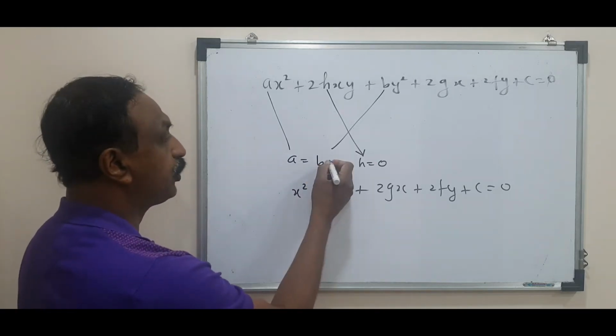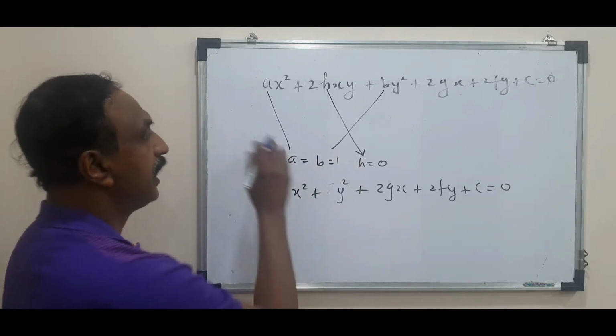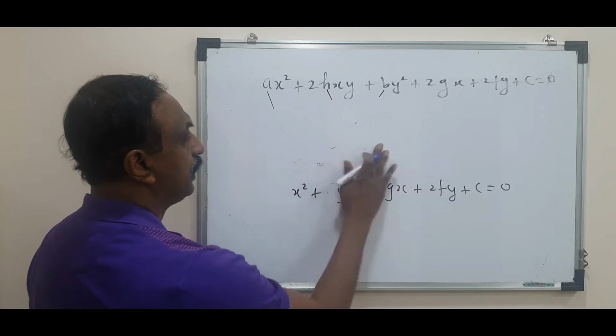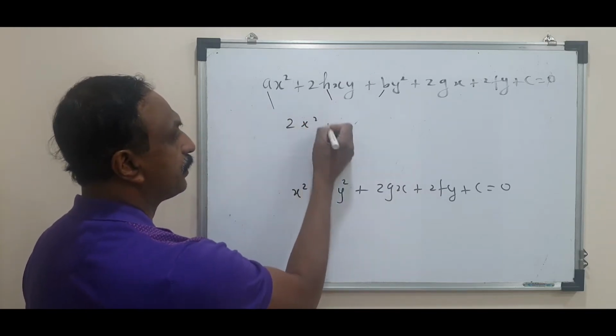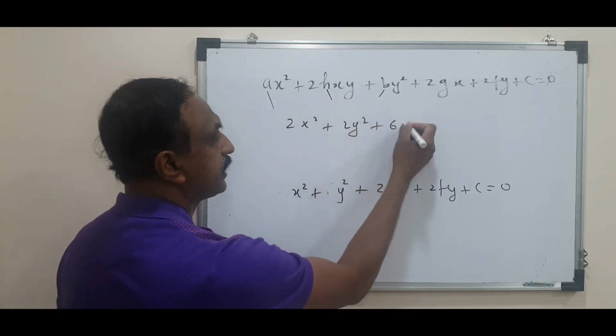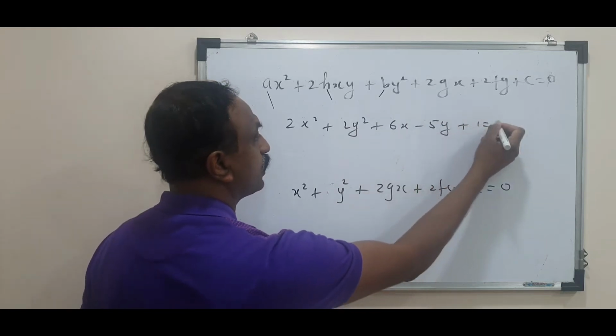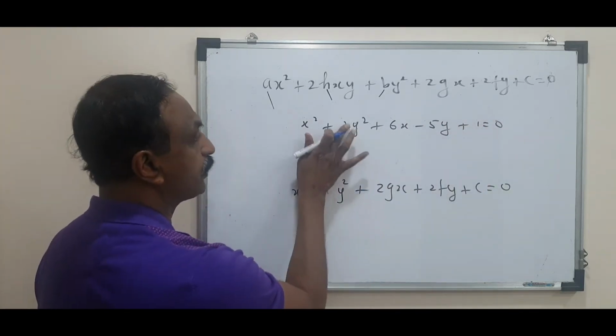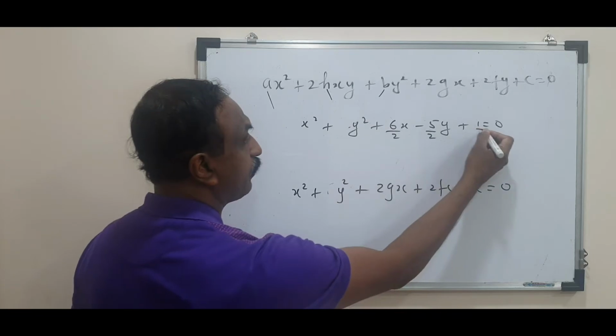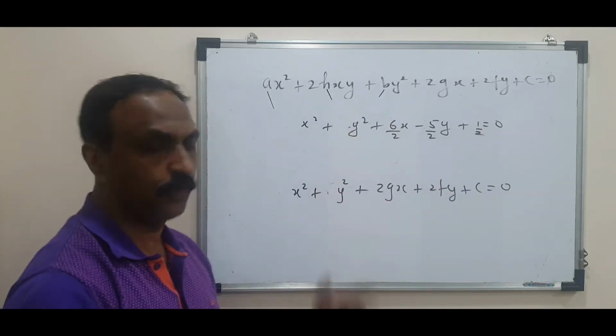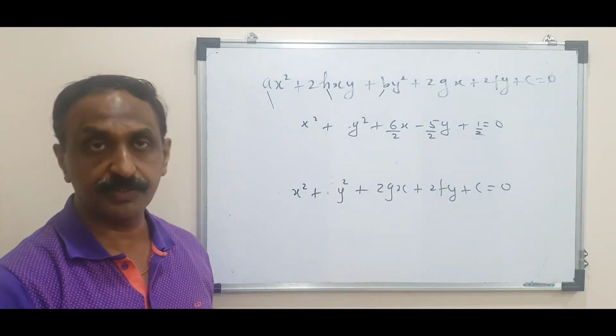Now, if I divide by A, this equation can be written in this manner. So I have taken A to be 1. Imagine I have an equation of this kind, let's say 2x square plus 2y square plus 6x minus 5y plus 1 equal to 0. If you divide the equation by 2, it will become of this format, and this would represent the equation of a circle.